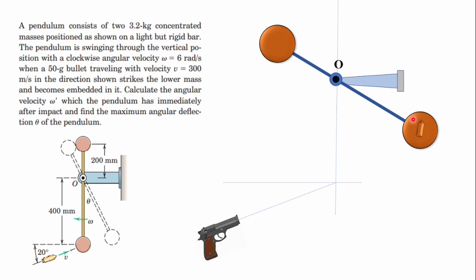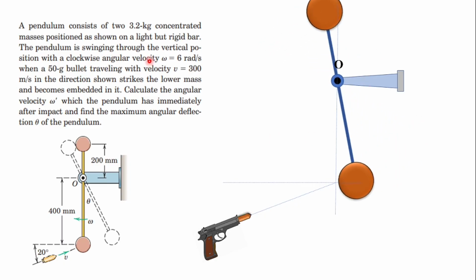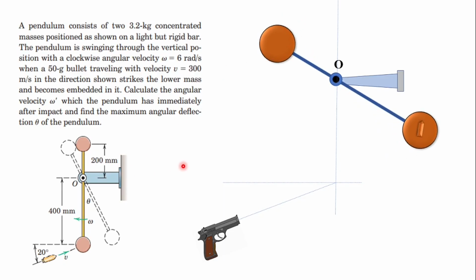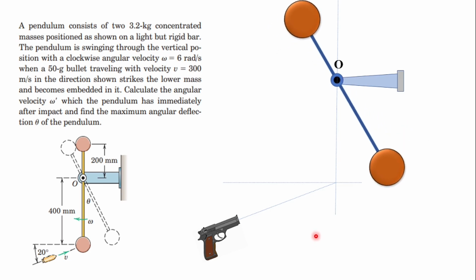but rigid bar. Then the pendulum is swinging through the vertical position with a clockwise angular velocity of 6 rad per second when a 50-gram bullet travels with a velocity of 300 meters per second in the direction shown, strikes the lower mass and then becomes embedded in it.